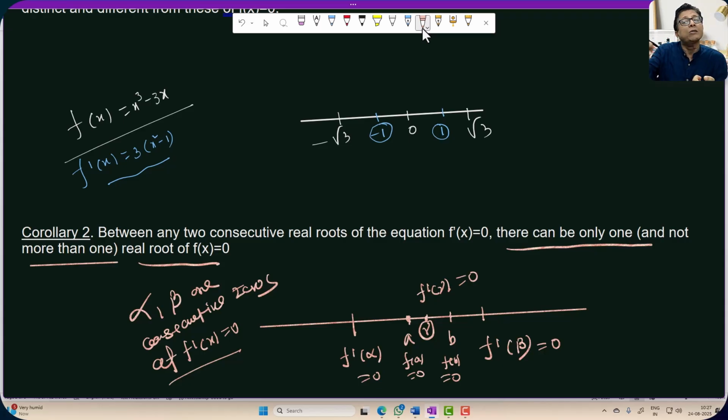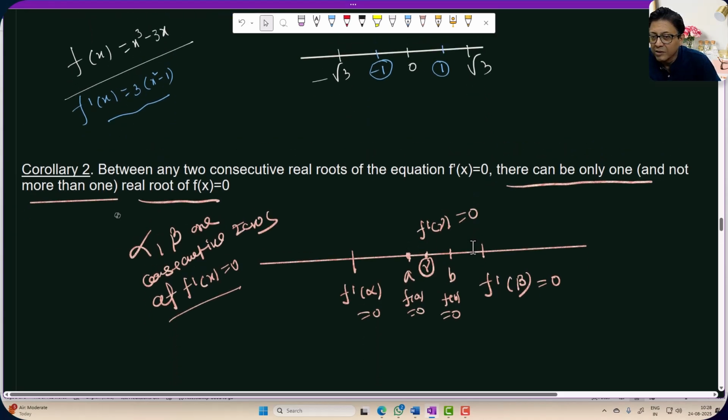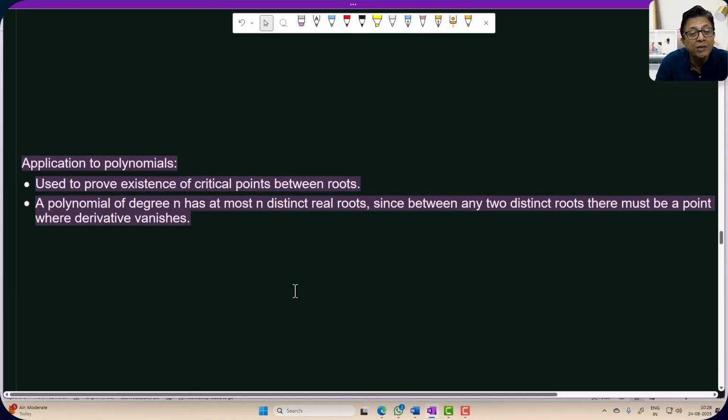Roots of f(x) = 0 will separate roots of f'(x) = 0. If roots of f(x) are all real, then roots of f'(x) are real. Between two successive roots of f'(x) = 0, there is only one root of f(x). Please keep this concept in your mind. Never forget that.